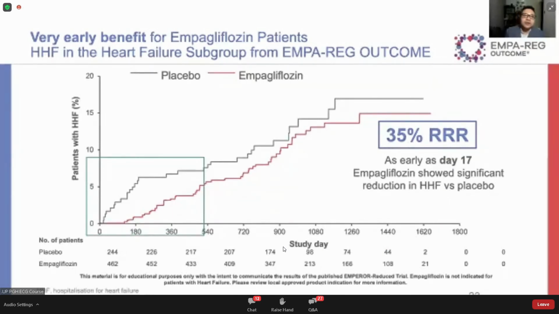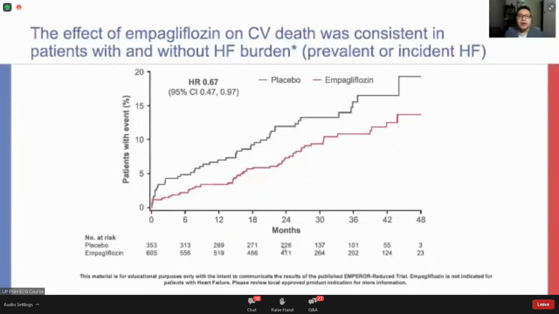EMPA-REG outcome, for the particular outcome of hospitalization for heart failure, it provided a reduction of this outcome by 35%, and it happened as early as day 17 after initiating this drug. And the effect of empagliflozin on CV death was consistent in patients with and without heart failure burden.